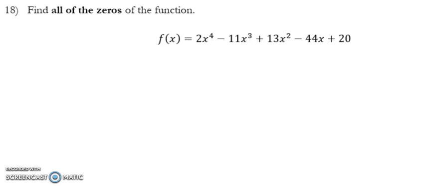All right, find all of the zeros. It's been a little while. First thing you want to identify is that you will have 4 zeros. So we are looking for 4 answers.